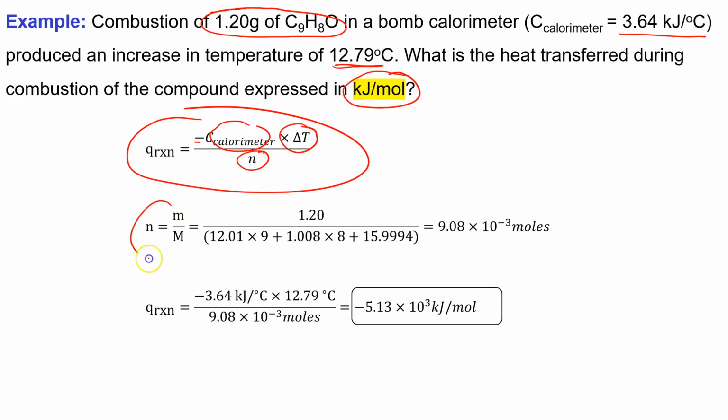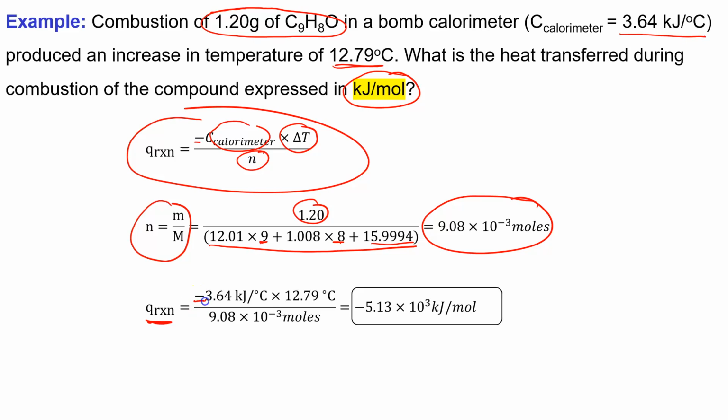So we're going to be using this data up here to get the number of moles of our reactant. So if you recall, the number of moles of something is just the mass in grams, which we're given, over the molar mass, which we can calculate using the formula, because we know we have 9 carbons, 8 hydrogens, and 1 oxygen. So we put all of that together, and we determine that we have 9.08 by 10 to the minus 3 moles of our C9H8O.